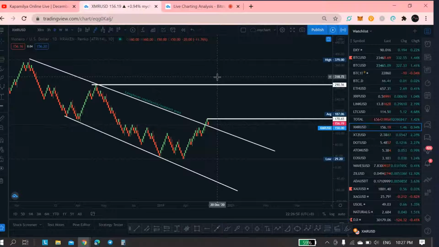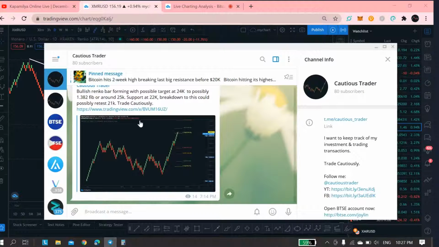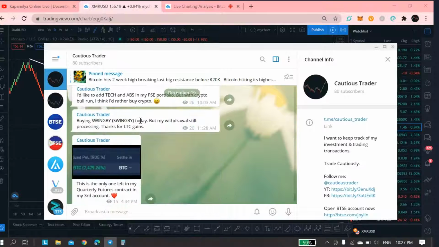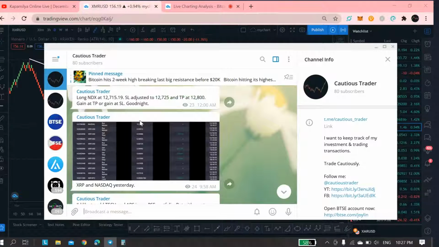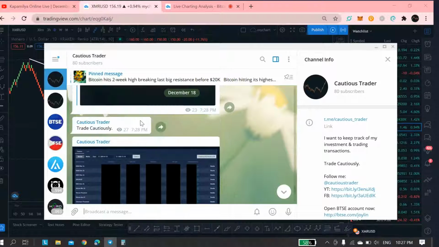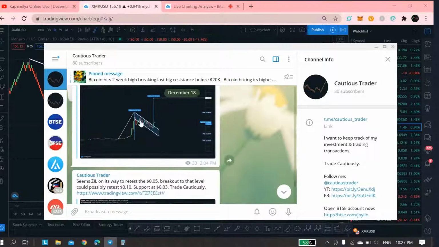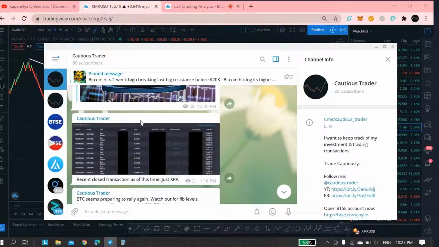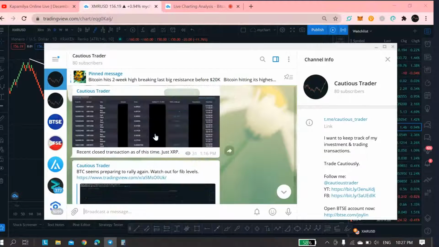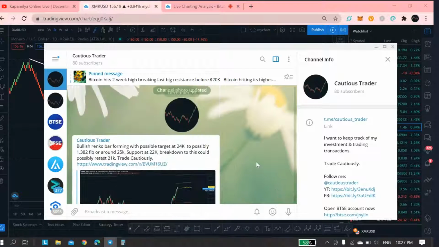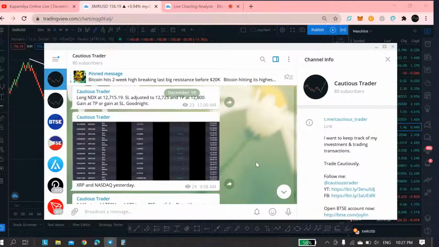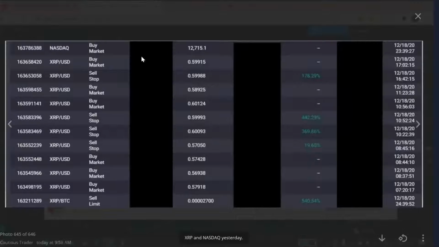I also opened some XMR at $150, and then I relonged a few days ago. Most of my trades recently are just XRP, which I always share in my channel. Most of it are actually XRP, and I traded a few Nasdaq, but got stopped out, though at a gain.